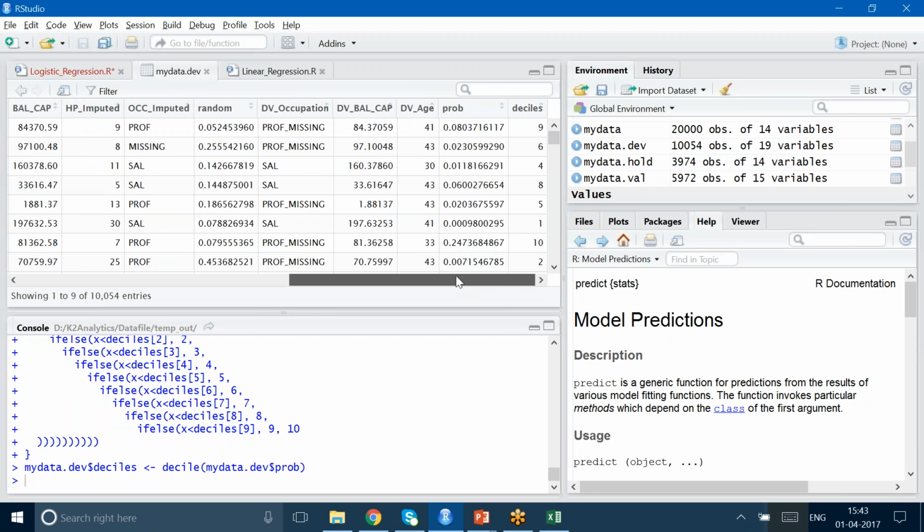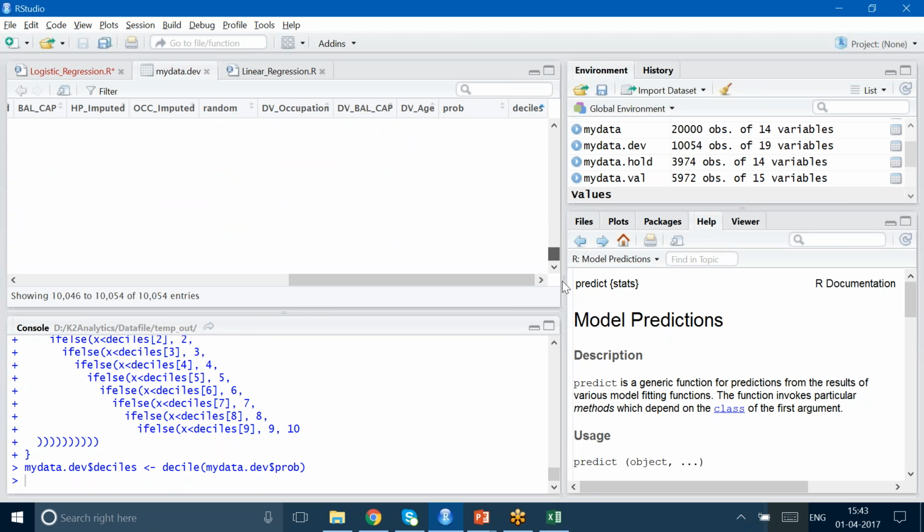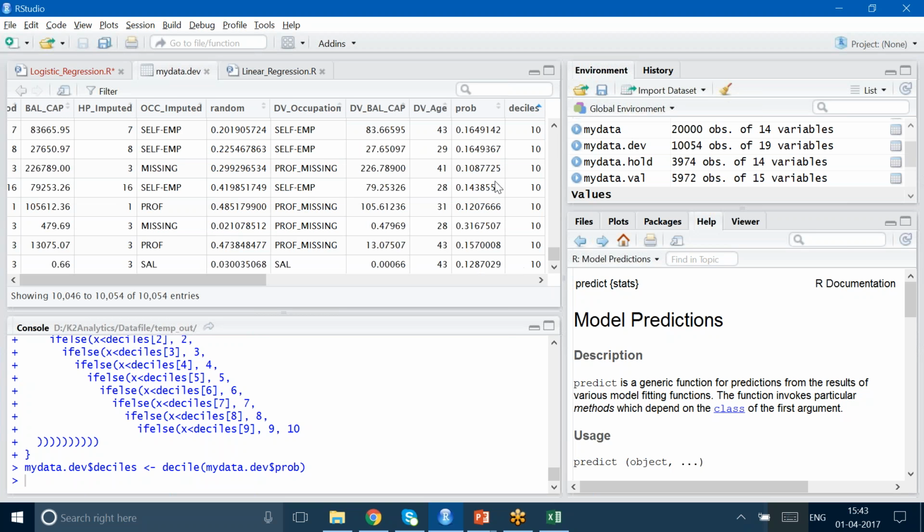So here you can see that deciles have come. Let me sort it by decile. Can you see this decile one has got probabilities which are low probabilities? Let me scroll down completely. These are higher side probabilities relatively. Okay, so we have done the deciling.